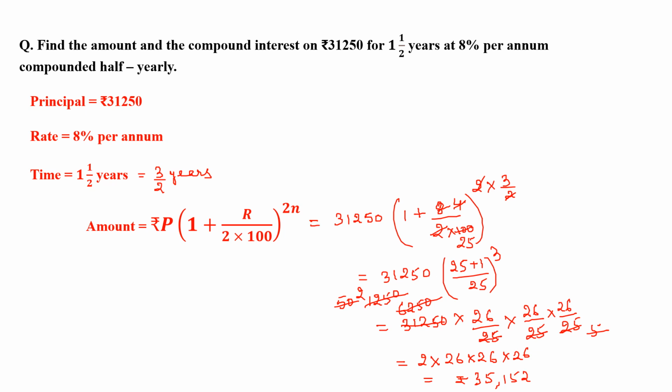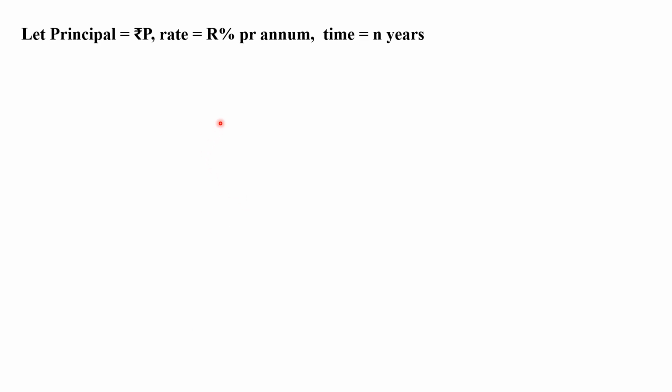Now you have to find the compound interest also. It is amount minus principal, which is 35,152 minus the principal 31,250. If you subtract it, you get your compound interest as 3,902 rupees.